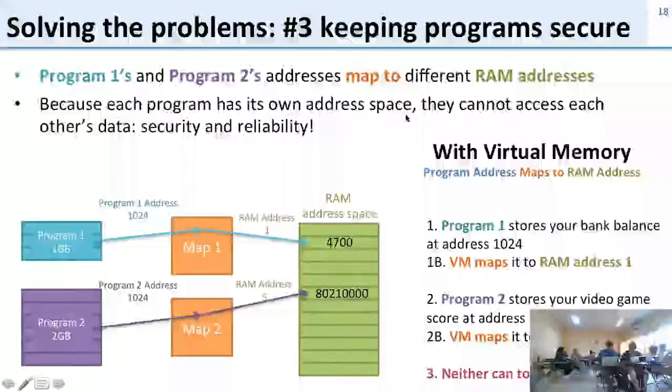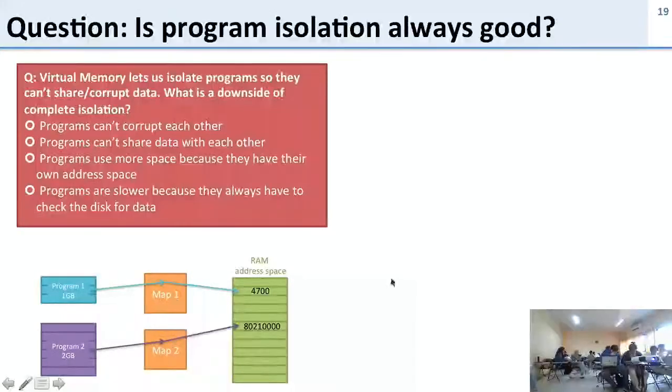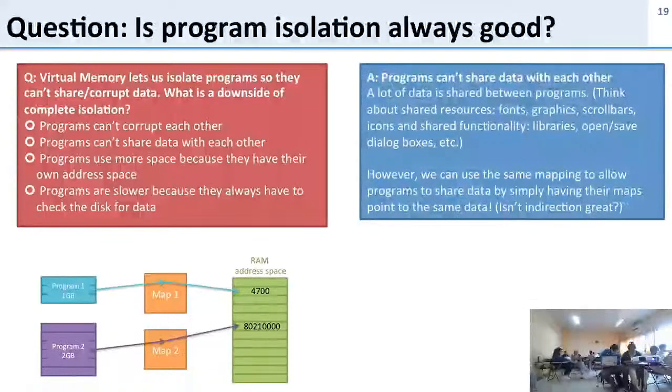They each have their own address space, and they can't access each other's maps as long as we don't map them over each other. So here's a question about program isolation. So we just showed you how you can isolate programs here. Is this always good? If you completely isolate the programs, what's the downside of this? So the downside of this, if you do it entirely, is you can't share data. So programs often share a lot of data. But if I have this mapping where they're completely isolated, they can't share that.